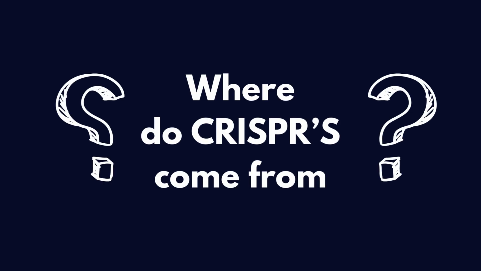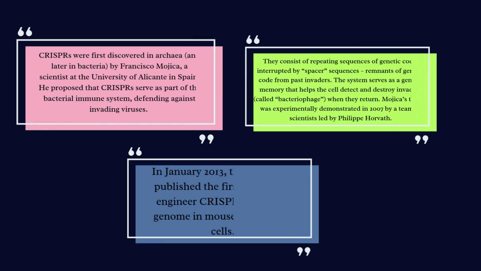Where do CRISPRs come from? CRISPRs were first discovered in archaea and later in bacteria by Francisco Mojica, a scientist at the University of Alicante in Spain. He proposed that CRISPRs serve as part of the bacterial immune system, defending against invading viruses.